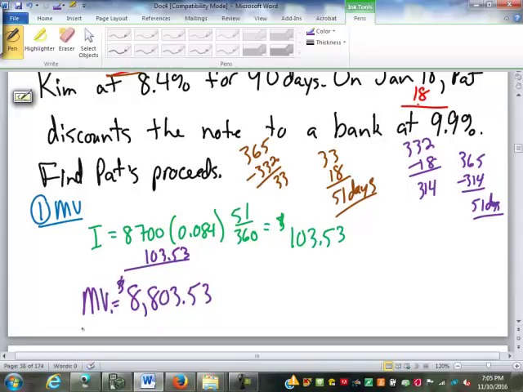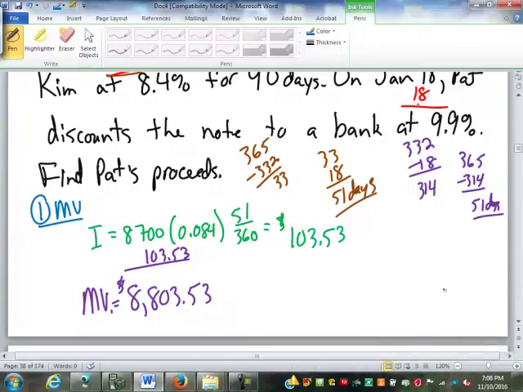So we'll pause here. How many of you had that part? Well, I would have done 365 instead of 360. Well then, here's what we're going to do. I'm going to pause. I want you to take that maturity value and finish the problem from there. So we're going to pause again for a couple more.